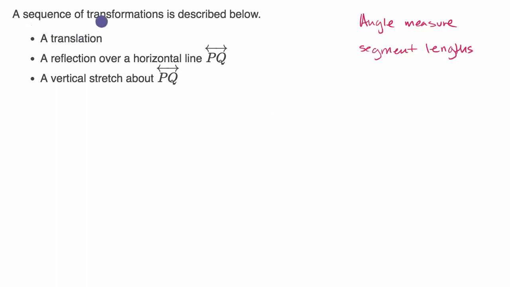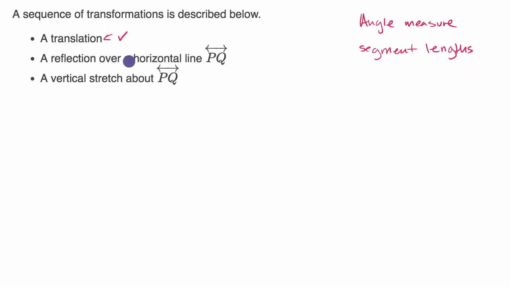They say a sequence of transformations is described below. So we first do a translation, then we do a reflection over a horizontal line, PQ, then we do a vertical stretch about PQ. What is this going to do? Is this going to preserve angle measures, and is this going to preserve segment lengths? Well, a translation is a rigid transformation, and so that will preserve both angle measures and segment lengths. So after that, angle measures and segment lengths are still going to be the same.